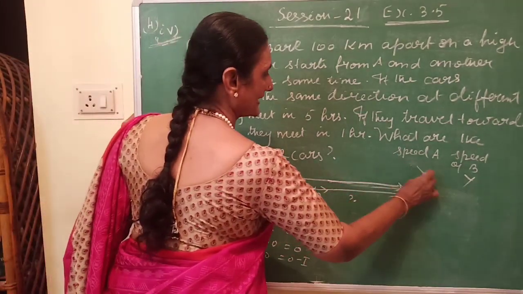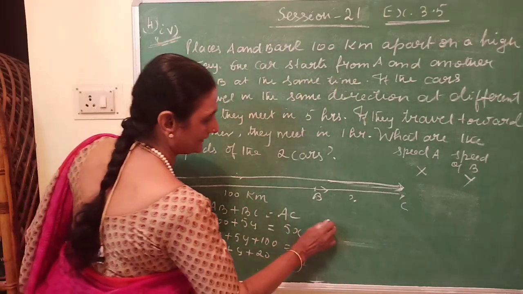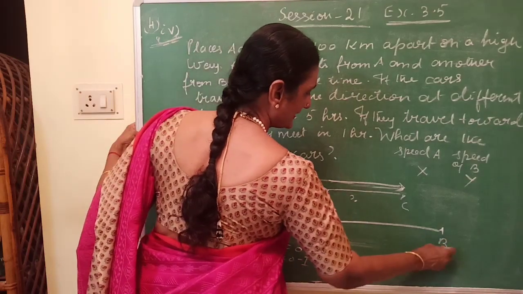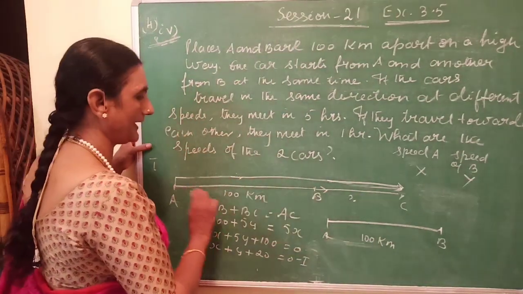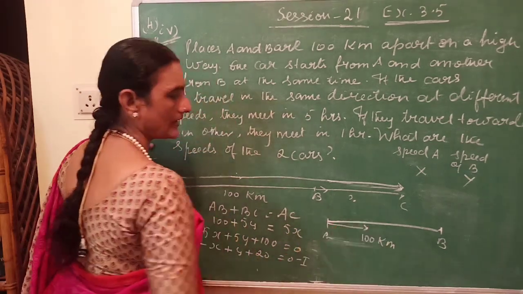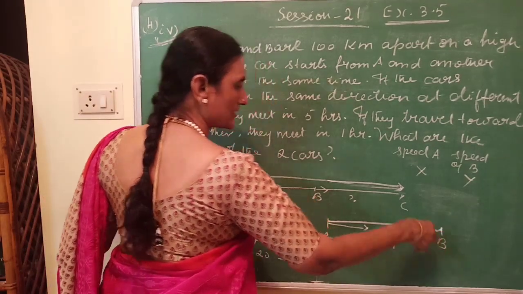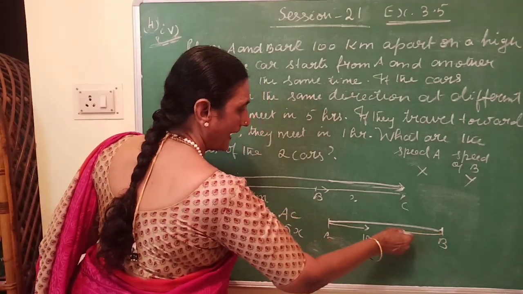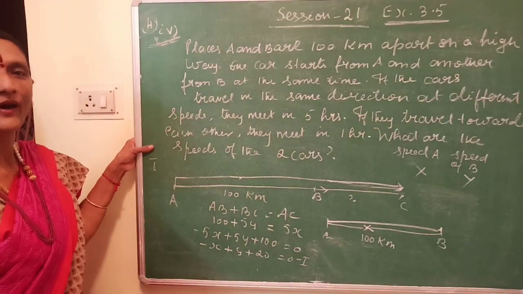Now we'll go to the second situation. So how do we get the second situation? Again you mark the diagram. This is AB and let this distance be 100 kilometers. Now car number A is coming in this direction and car number B is coming in the opposite direction. It is given, they travel towards each other. So they come here and they are able to meet in 1 hour.